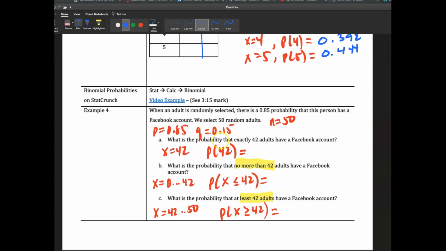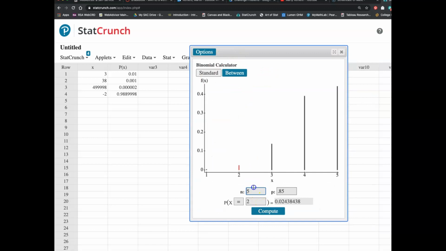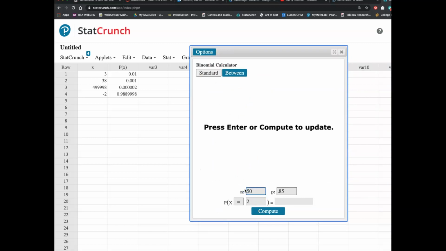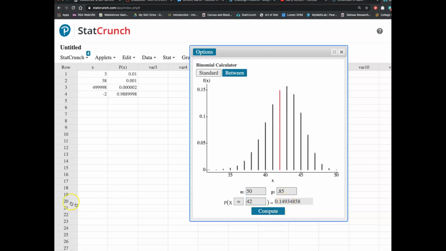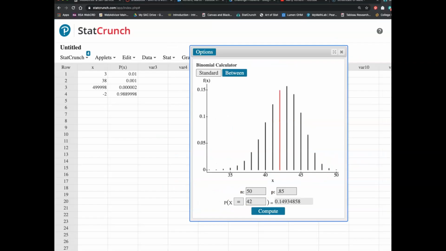Now, if you're doing it by hand, you need the q. But for us, since we're using the binomial calculator, let's go ahead and recalculate this. So this is 50, and in this case, we have 85. So we're putting 42 in there. And so you get 0.149 for that one. So to have exactly 42 people say they have an account, there's a 14.9% chance if you ask 50 people.